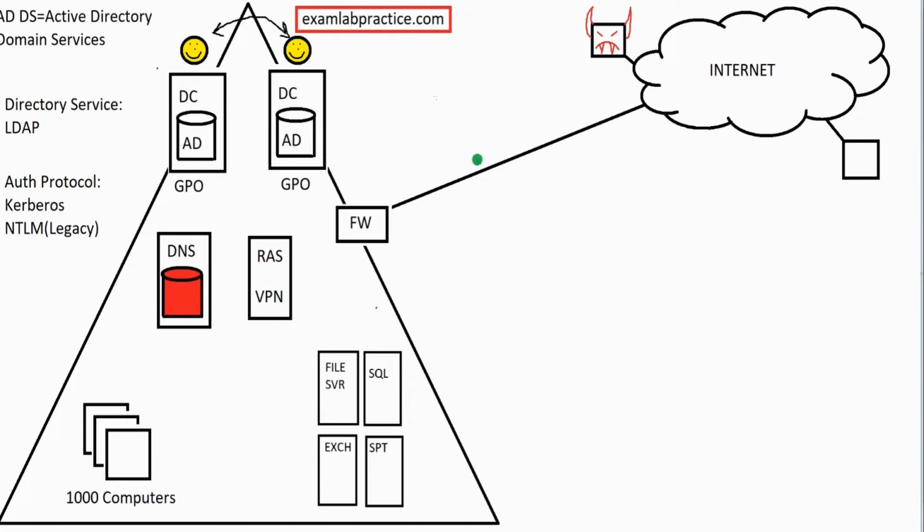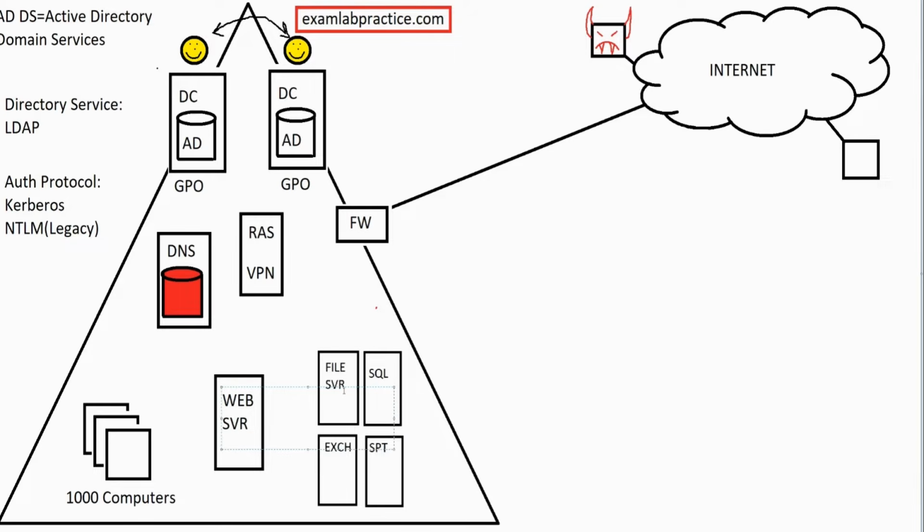Now, the other thing that I want to talk to you about here is what happens when a company needs to have a service that is exposed to the internet. For example, let's say that your company is going to host their own web server. So you set up a web server. All right, maybe this is going to be www.examlabpractice.com or whatever, and people from the internet need to be able to get to it anonymously. Well, how are you going to do that?